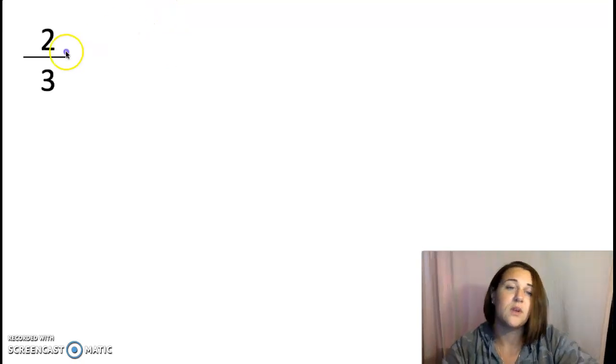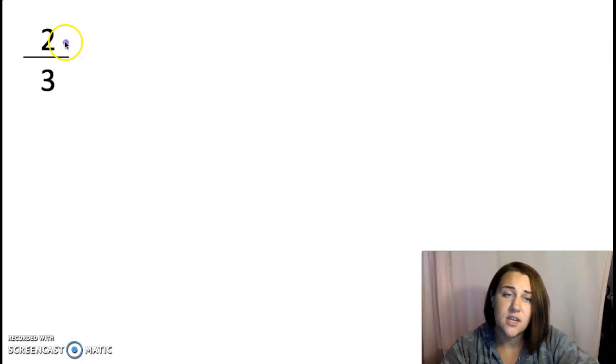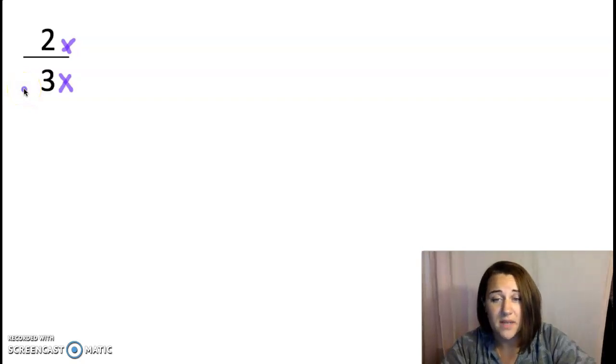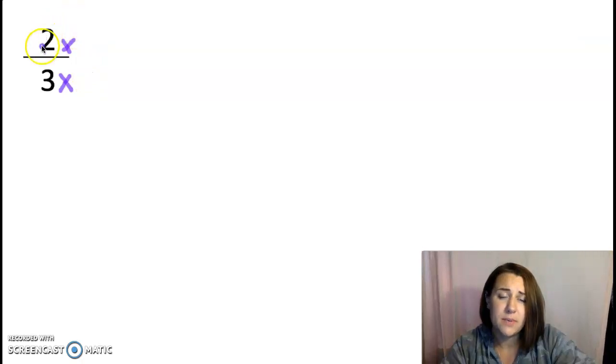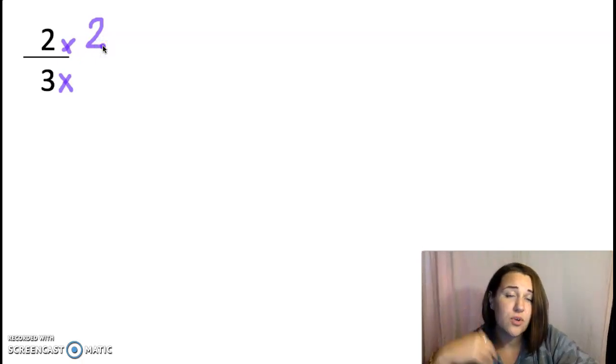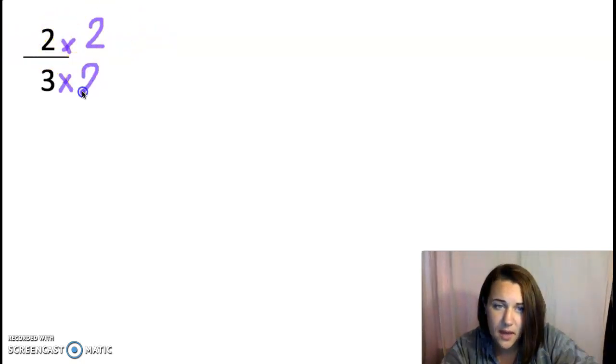So if I have 2 over 3, and I want to find an equivalent fraction, we know we're using multiplication this week. So I'm going to make my multiplication symbols. And remember, whatever I do to the top, I have to do to the bottom. Otherwise, my fractions won't be equal. So I'm going to multiply 2 by 2, let's say, because remember, we're not using 1 and we're not using 0. So I'm going to go with 2. We'll start with 2. And whatever I do to the top, I have to do to the bottom.